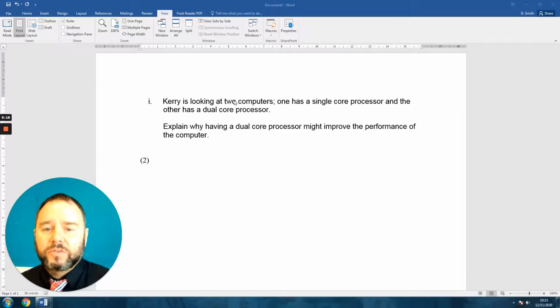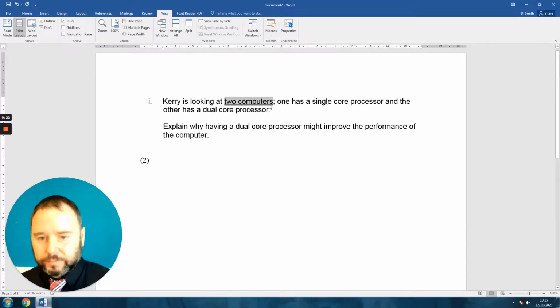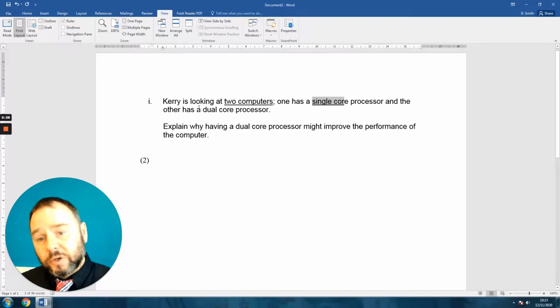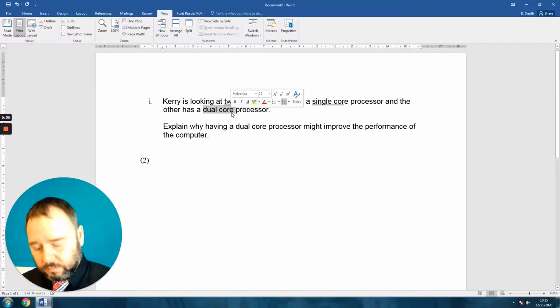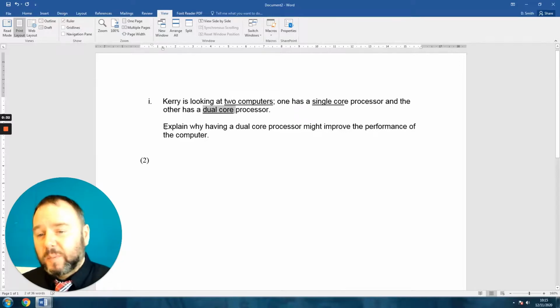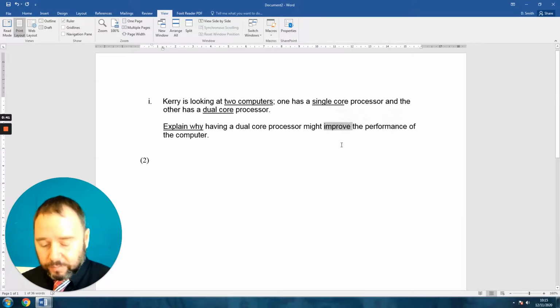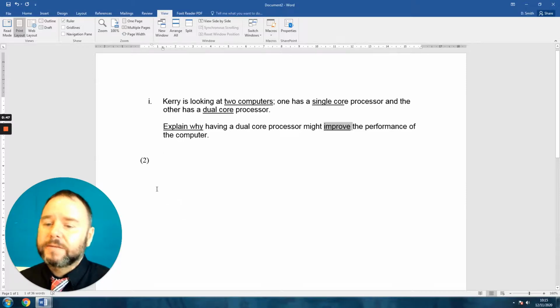So Kerry is looking at two computers. So we've got two different computers. One has a single core and the other has a dual core. Explain why. That's what we have to do. That's what we're going to get the marks for in the exam paper. Explain why having a dual core processor might improve the performance of the computer. For 2 marks. So we need to say at least 2 things.